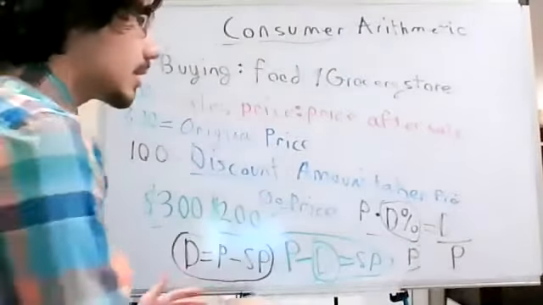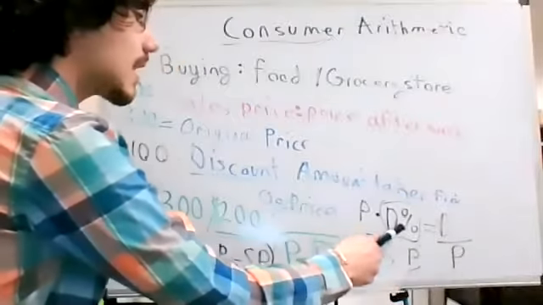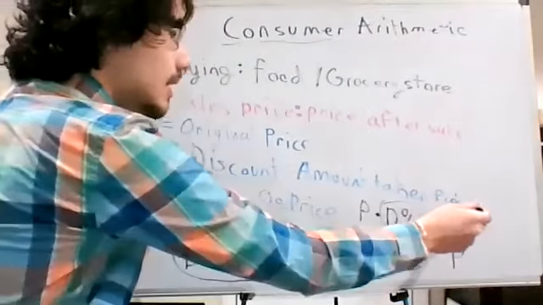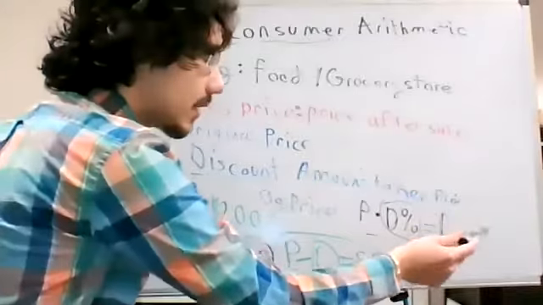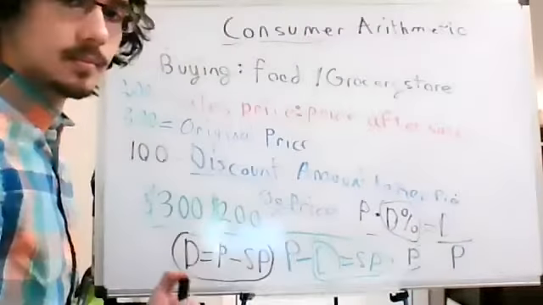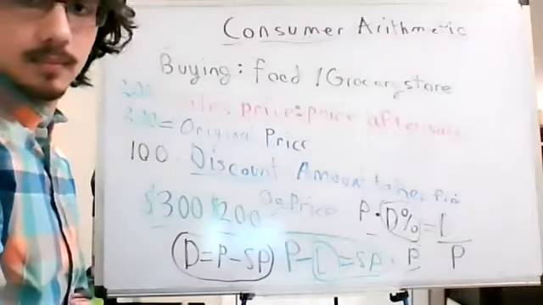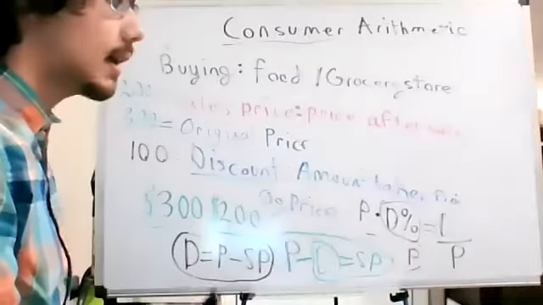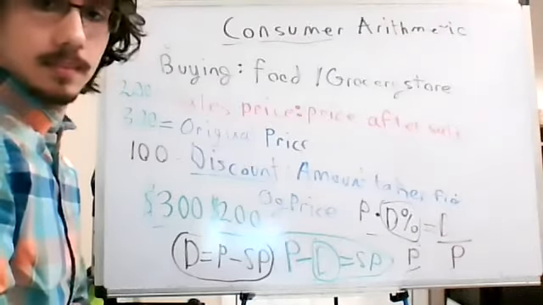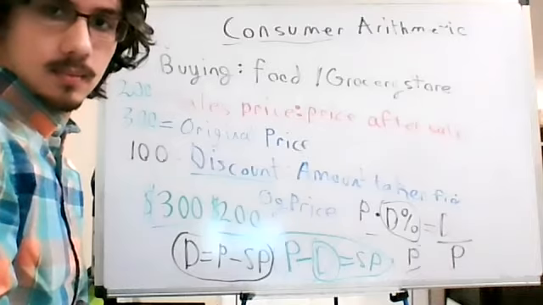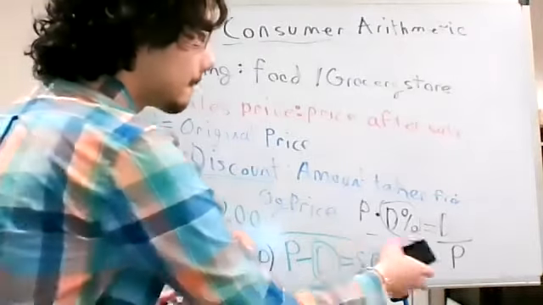So we divide both sides by price. So the discount percent is equal to the discount divided by the price. Okay, any questions? No, sir. Okay.